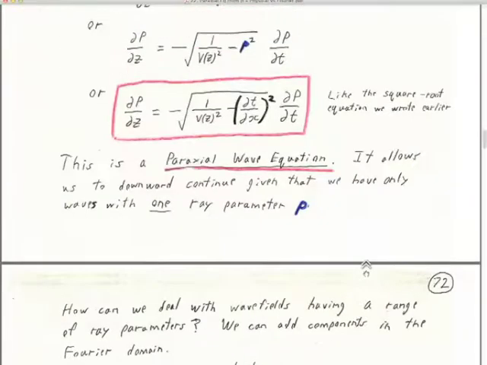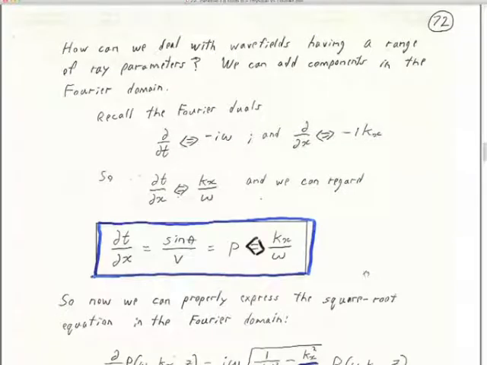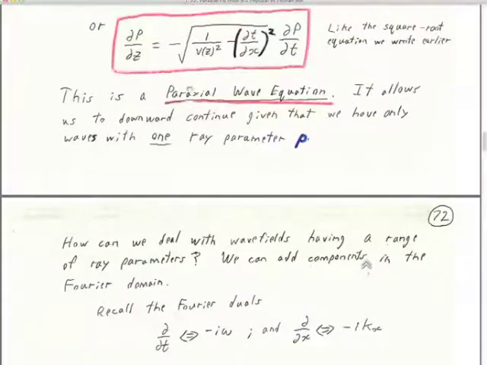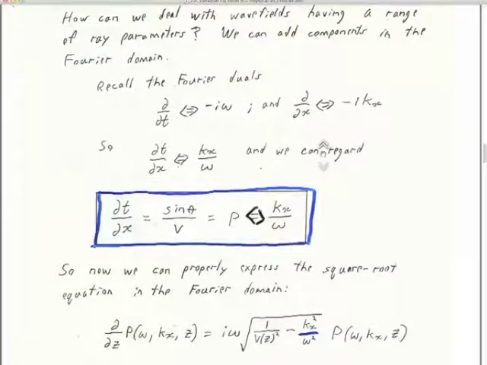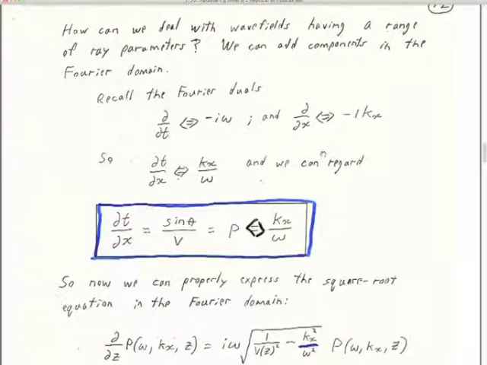Okay, and you might ask the question, and this becomes a way that we'll handle a lot of things. This expression works with one ray parameter, but our wave fields contain a lot of different values of the ray parameter p. Our actual propagating waves have many different values of p. So we can deal with it in the Fourier domain, right? If you recall the Fourier duals, the time derivative has a Fourier dual with minus i omega, the x derivative has a Fourier dual with minus i kx. Then dt over dx has a Fourier dual with kx over omega, which means the ray parameter has a Fourier dual with kx over omega.